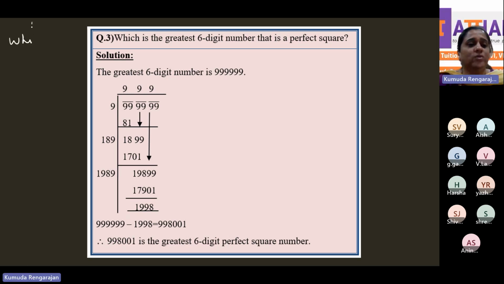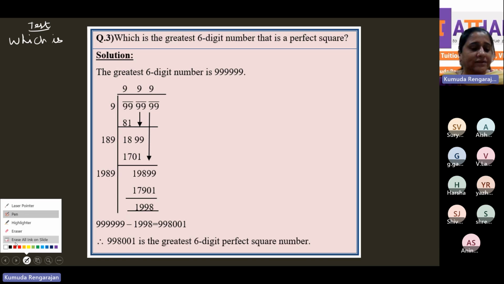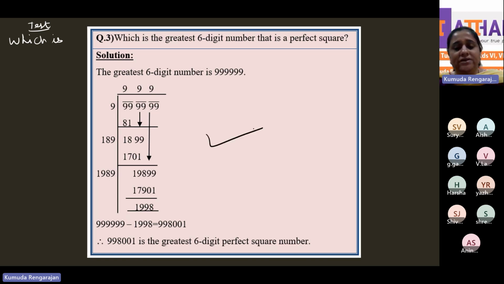If you have not worked it, please write down, work this answer now, and then take the next question. This is the next question, a test question. If you have not completed this, please complete this answer and then try the test question.